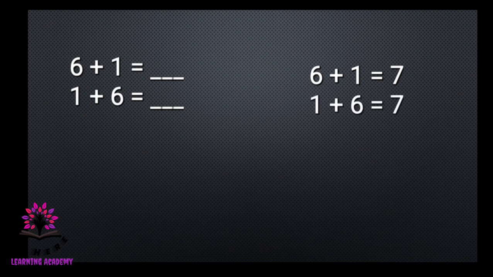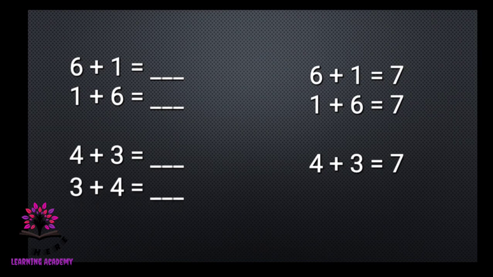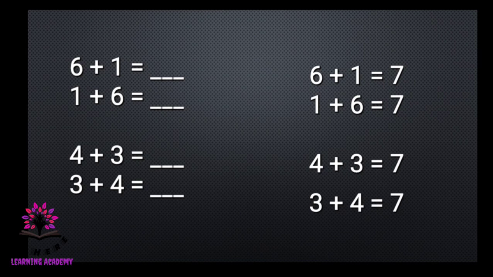You see here, 6 plus 1 is 7 and 1 plus 6 is also 7. When we reverse the same numbers in addition and add them, we get the same answer. Let us check one more sum. 4 plus 3: keep 4 in the mind, 3 in the hand. After 4, 5, 6, 7. Answer is 7. Now reverse it. It was 4 plus 3, now it is 3 plus 4. 3 in the mind, 4 in the hand. After 3, 4, 5, 6, 7. Answer is 7.